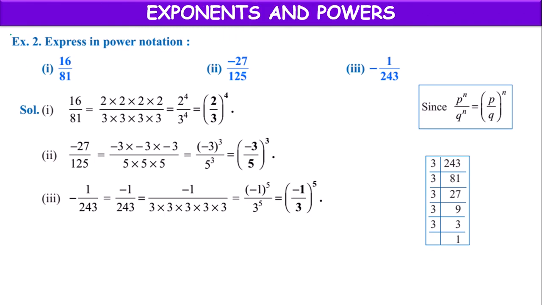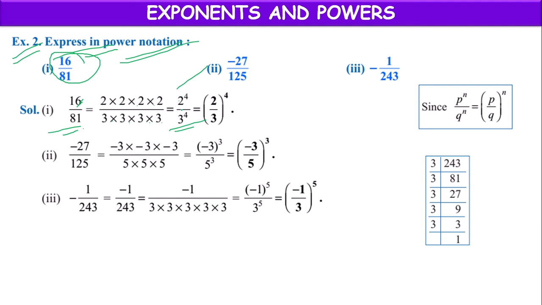Next line. So example 2, express in power notation 16 by 81. In power notation, we have to express. So 16 can be written as 2 into 2 into 2 into 2, which can be written as 2 power 4. 81 can be written as 3 into 3 into 3 into 3, which can be written as 3 power 4.